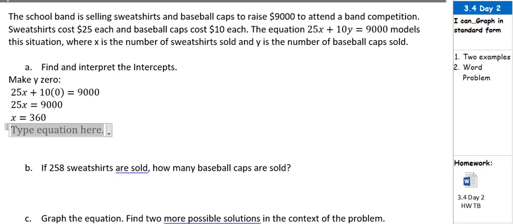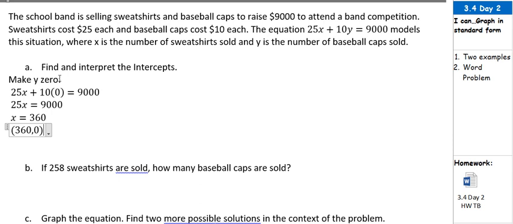When we write that as an ordered pair, we get that x is 360 and y is 0 because we made y 0. It's important to write it like this because we get to see exactly what it is we're talking about. Interpret just means try and forget about the math and think about what this ordered pair means.